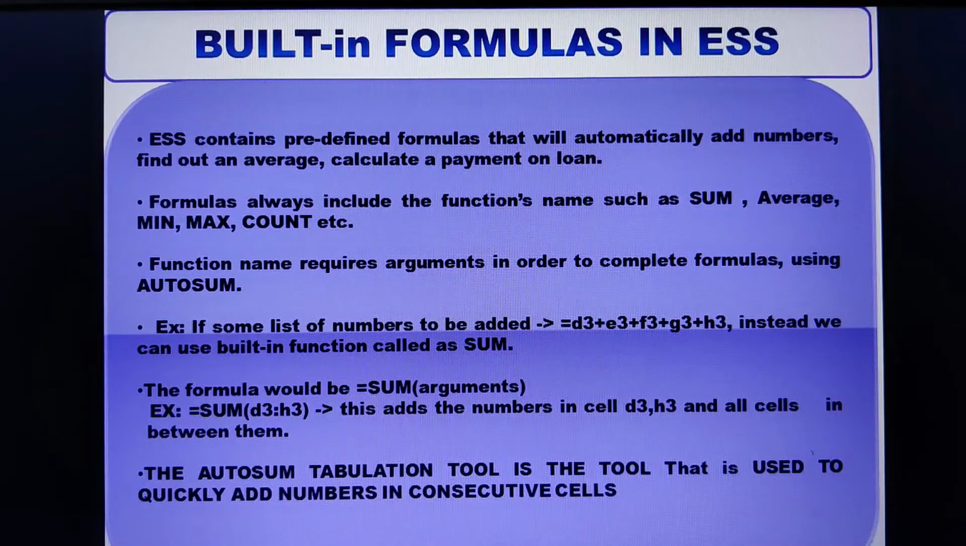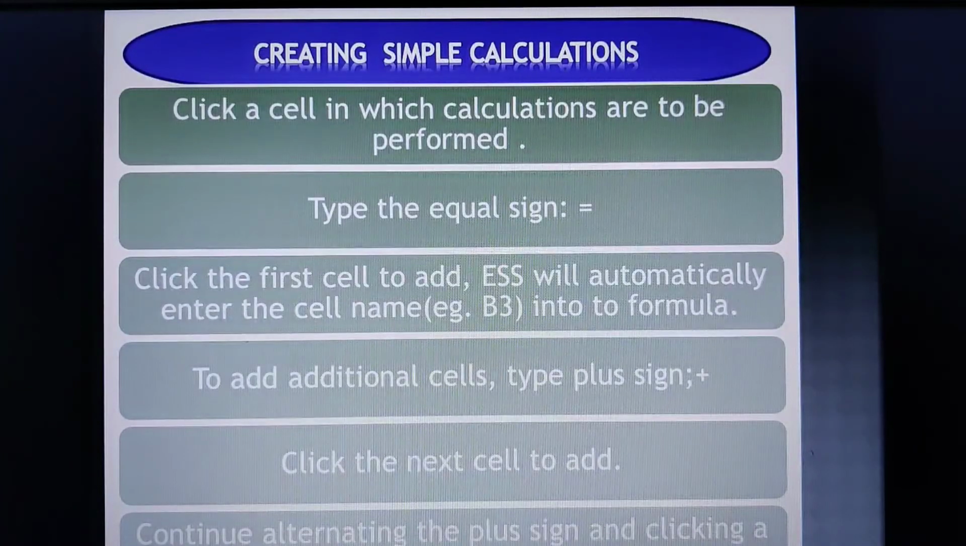So therefore, auto sum is a tabulation tool that is used to quickly add the numbers in the consecutive cells. Consecutive cells in the sense the values which are there in the cells, one after the other. Now herein we shall see how we start a formula in the ESS, that is the electronic spreadsheet.